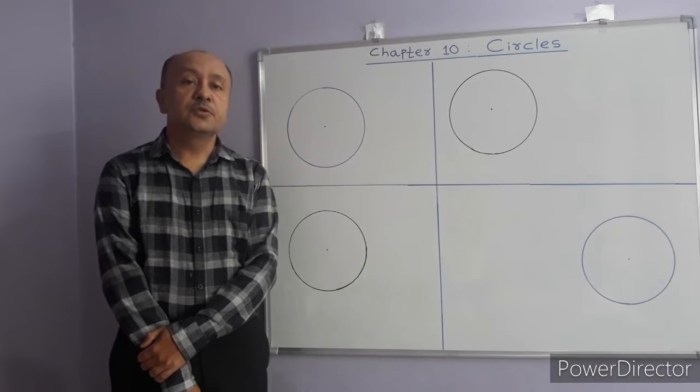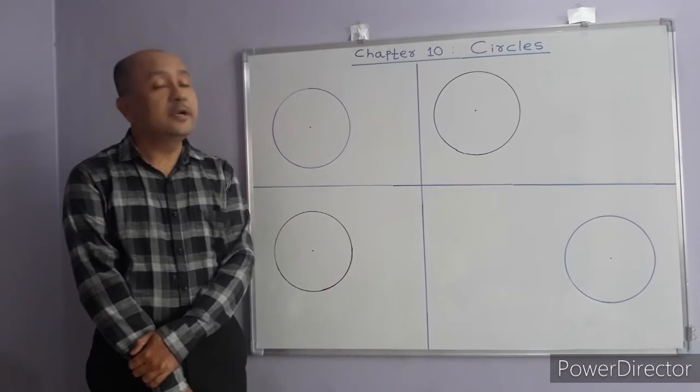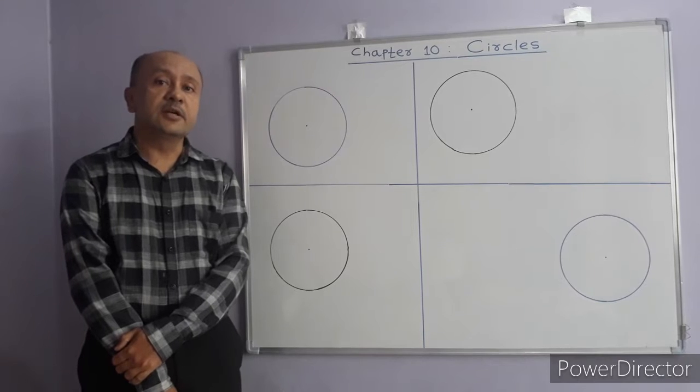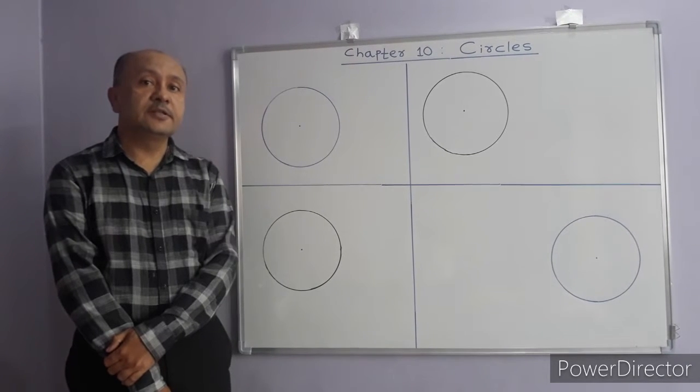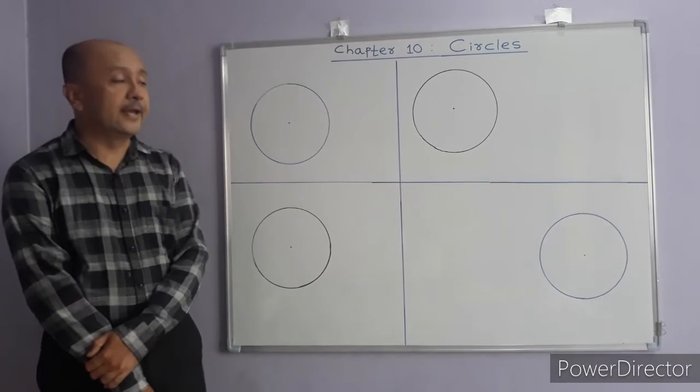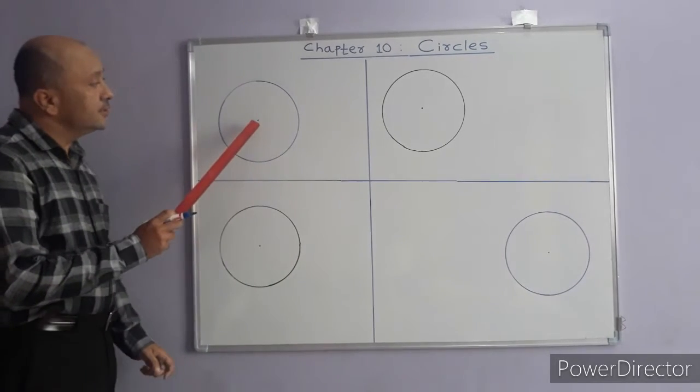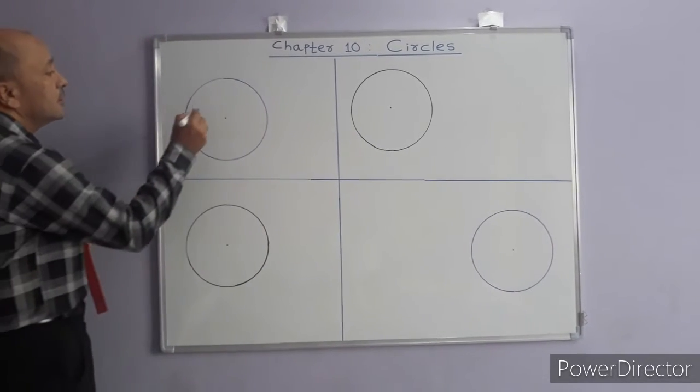Welcome students. So today we are going to see chapter number 10, circles. There are some concepts. So let us discuss these concepts with the help of a diagram. A circle is given. The center of the circle is A.